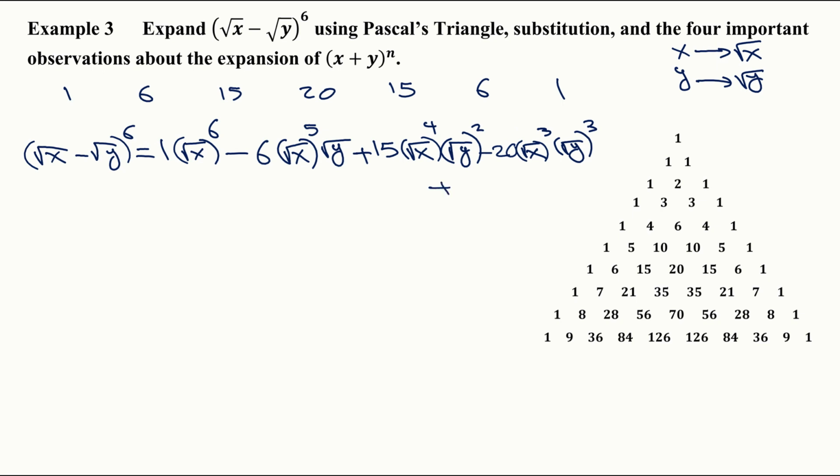All right, so for the next term, we're going to go back to plus 15. There's the coefficient there, times, we're going to reduce the exponent on the square root of x to 2 and increase the one on square root of y to 4.